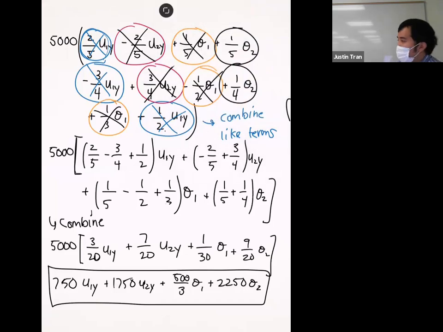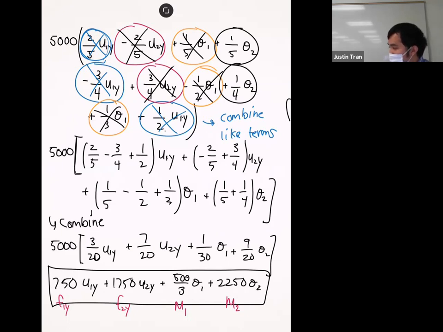And so you can see I've boxed that answer right there because we're basically done. Now that we've combined this entire expression into something like this, we can just read off the coefficients in front of each term to give us the nodal forces. The coefficient in front of U1y is F1y. The coefficient in front of U2y is F2y. The coefficient in front of theta 1 is M1. And the coefficient in front of theta 2 is M2.